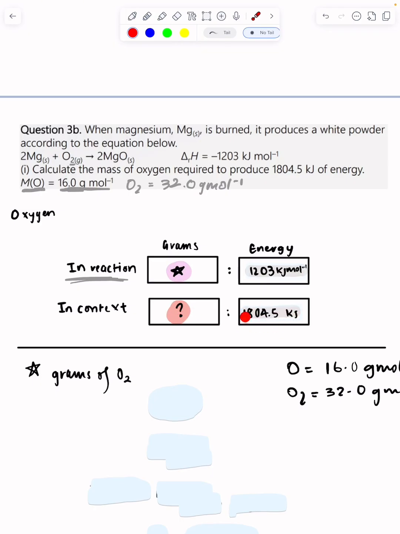This is kind of different to the previous question, because in this case we're trying to figure out the amount that would release this much energy in the context of this question. Always start off by filling in the boxes with the information given. So what do we do now? Well, first of all, we figure out the amount of grams actually within the reaction that is producing this. That's a great starting point always.